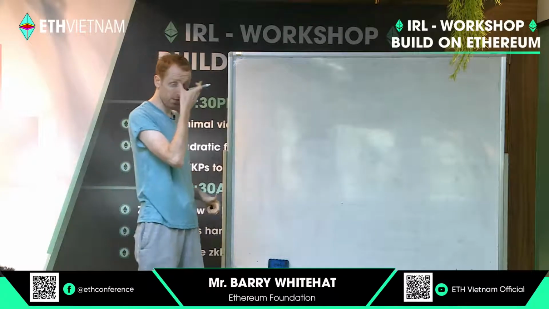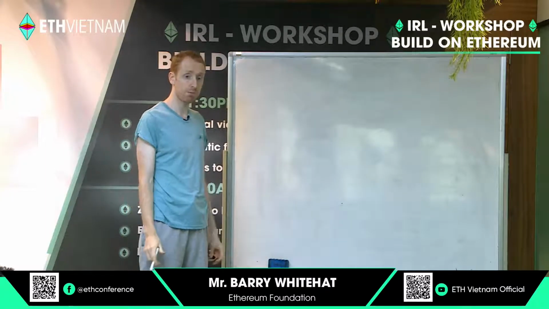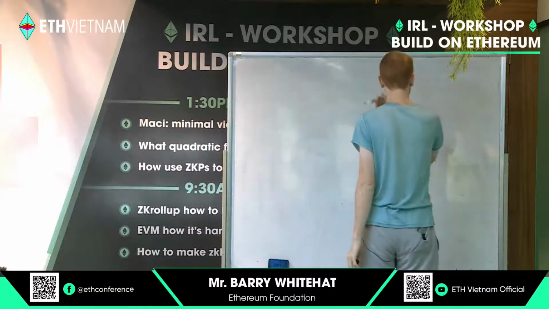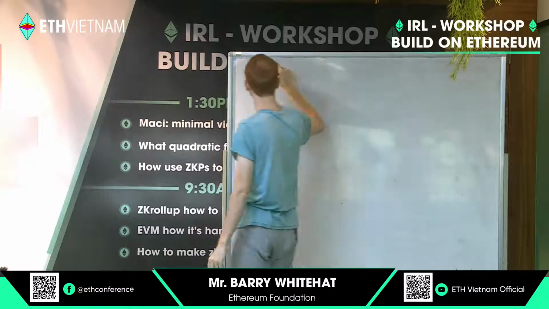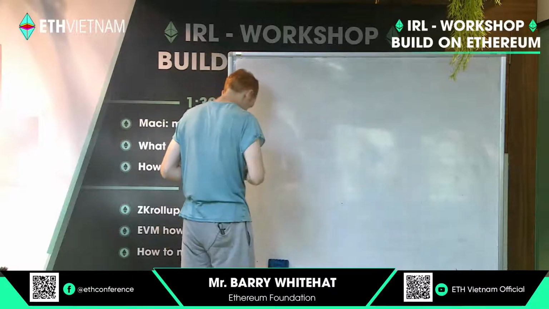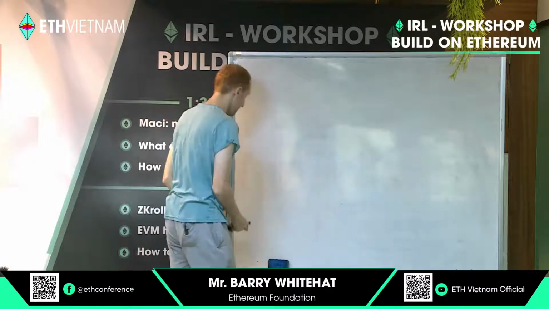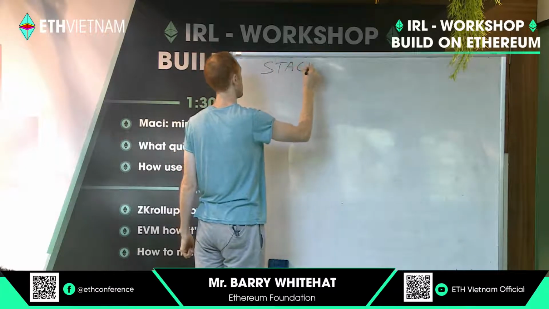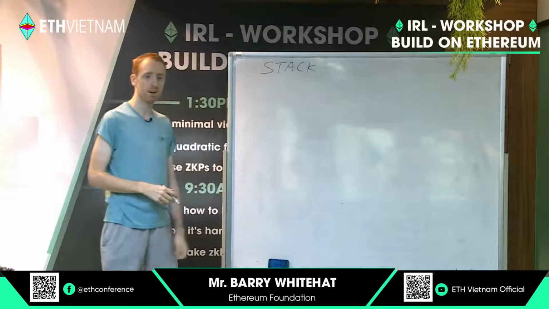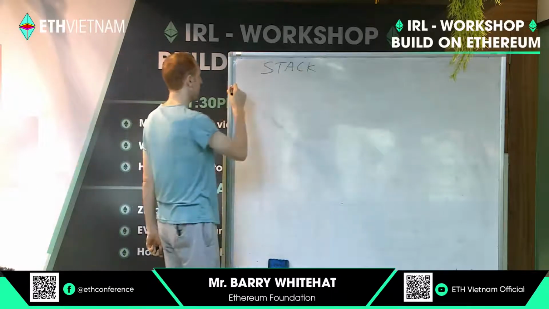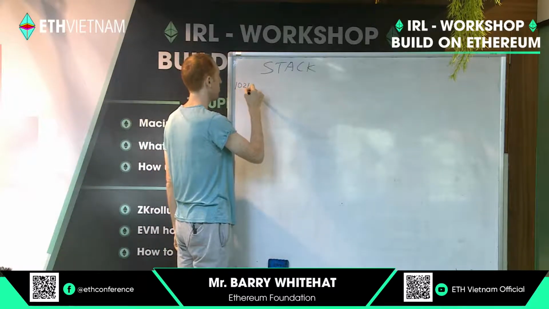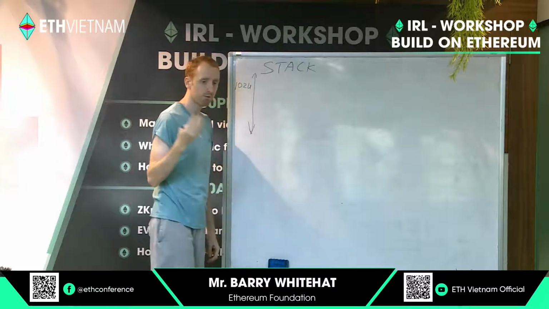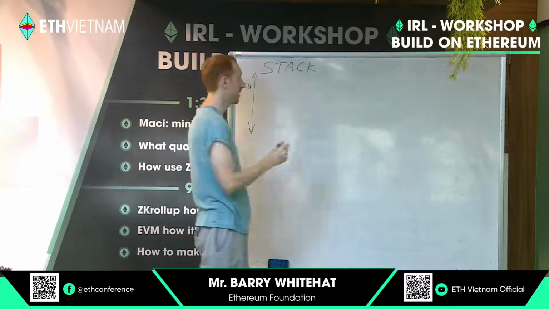Okay, so the EVM is basically a stack machine where we have a whole bunch of opcodes. So we have a stack. This is a sort of temporary memory. I think the stack has 1,024 elements. And basically, you have 4 opcodes that can interact with the stack.